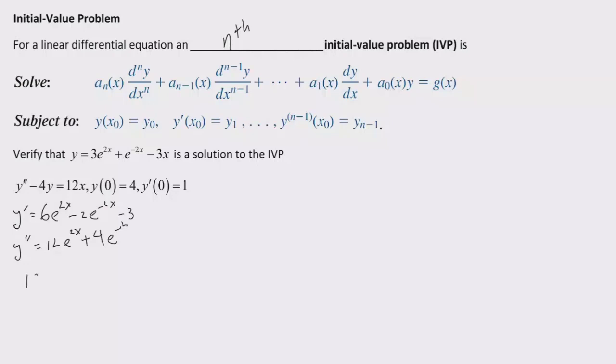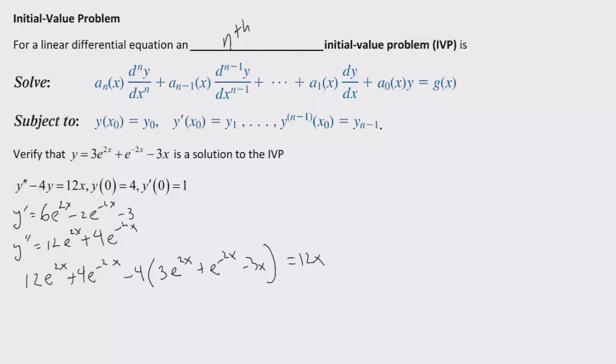Okay, so I want to take that expression: 12e^(2x) plus 4e^(-2x), minus 4 times y. And I need to solve for y. So that's 3e^(2x) plus e^(-2x) minus 3x. And that's going to equal 12x.